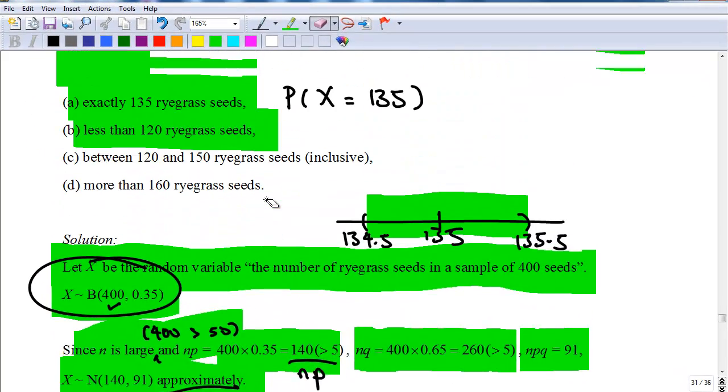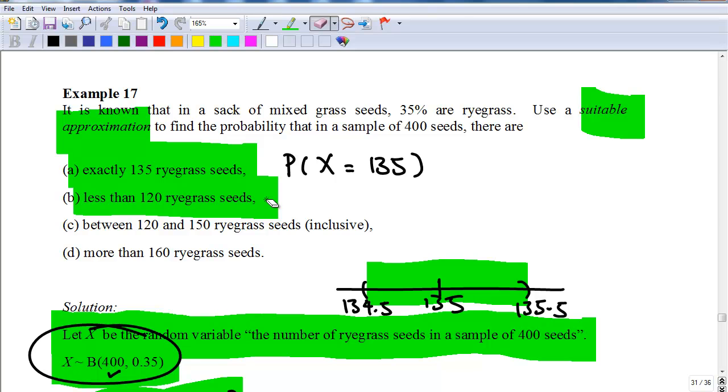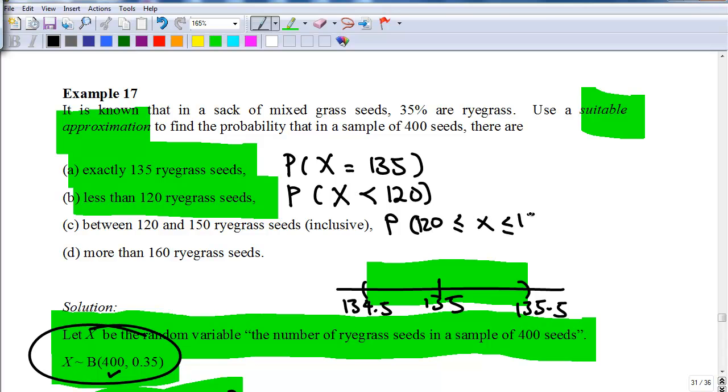Now let's take a look at the other parts. Now in part B, you want to find the probability that there are less than 120 ryegrass seeds. So that's the same as saying I'm interested in probability X less than 120. Now what about C? I want to find the probability between 120 and 150 ryegrass seeds inclusive. So that's probability X between 120 and 150. Then what about D? I want to have more than 160 ryegrass seeds.